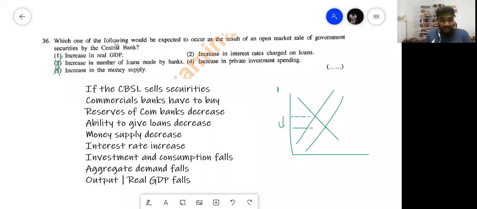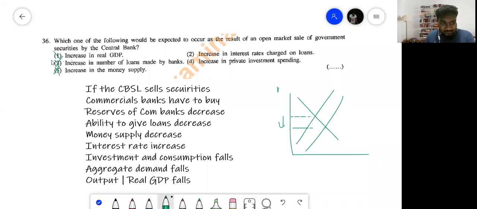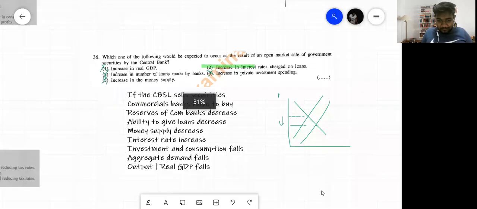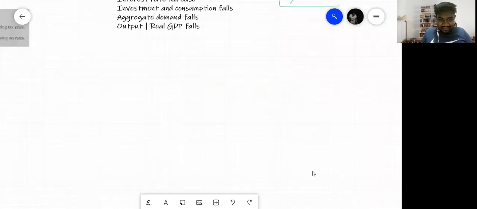Okay, so which of the following is expected? An increase in real GNP again? No, it's a decrease. Increase in investment? No, it's a decrease. So you end up with this, right? So 36 answer is number 2. Fine. Check. Is that too much? Yeah. Okay, so that's 36.